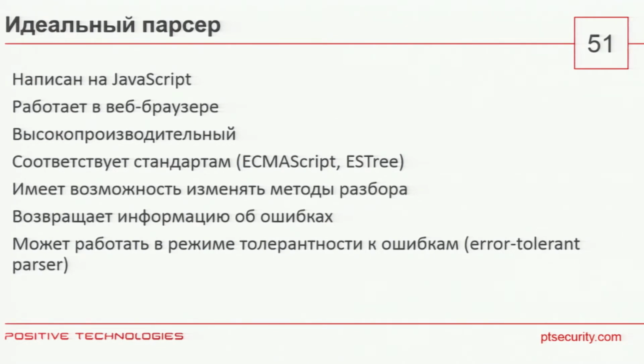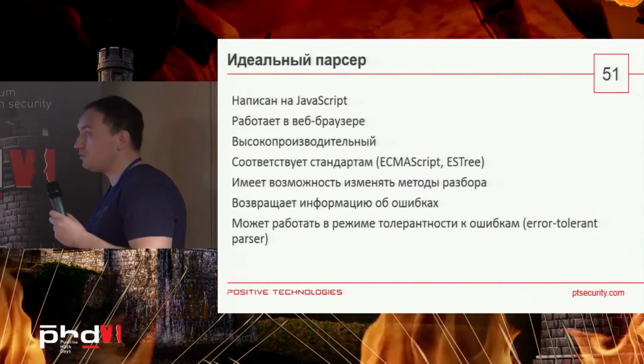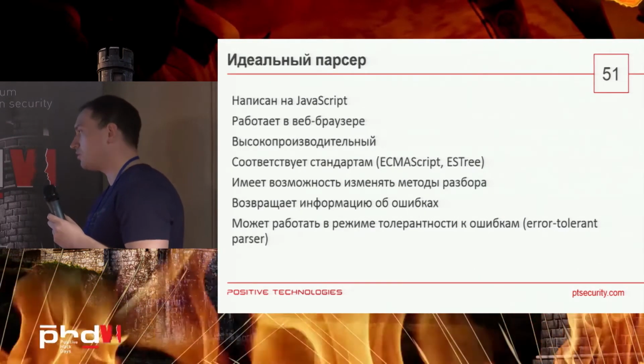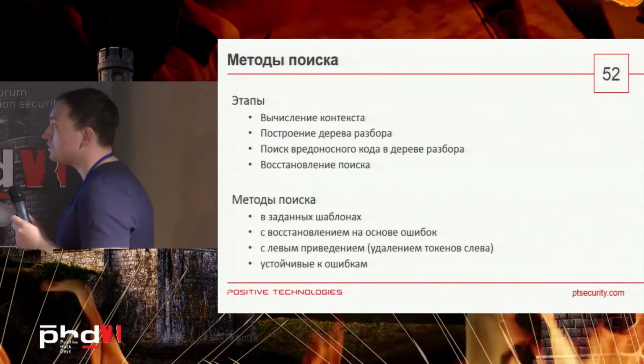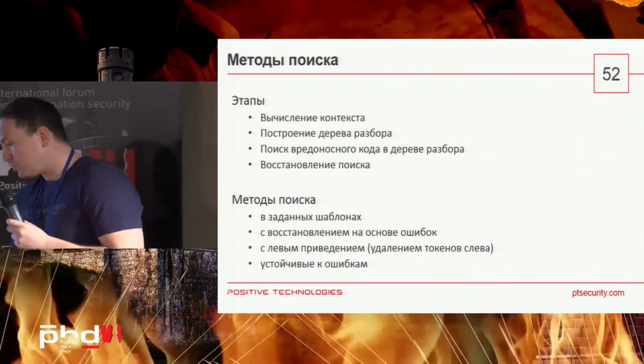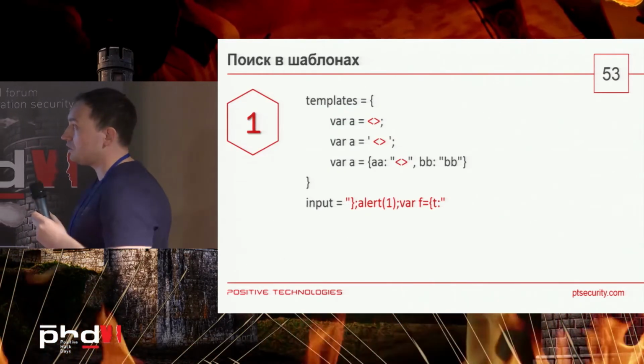So we have a set of requirements for an ideal parser, based on which we have developed our experimental protection mechanism. The same three things: being able to change the methods of tree building, and, what's also important, it would be very good if this parser were also able to operate in the error-tolerant mode. So now we know what kind of methods we have, and let's take a look at how they work.